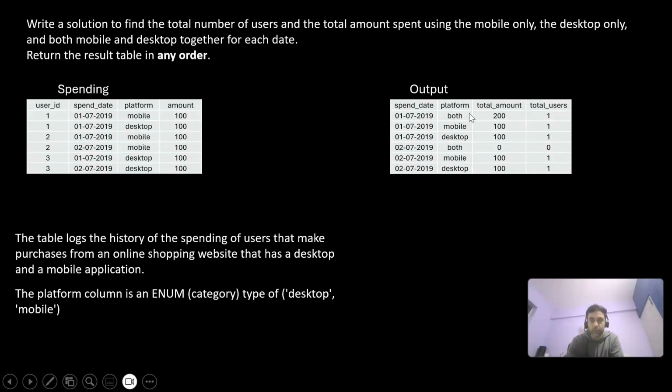And don't get confused with this "both". What this means is that we need to find those users who on this particular date made at least one purchase through both mobile as well as desktop platforms. For example, if you see user ID 1 on spend date 107, they made a purchase through mobile and then they also made a purchase through desktop, of 100 amount each. That means this particular user made a purchase from both the platforms on this particular date.